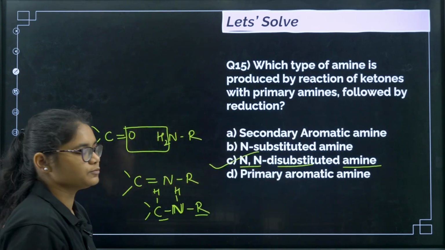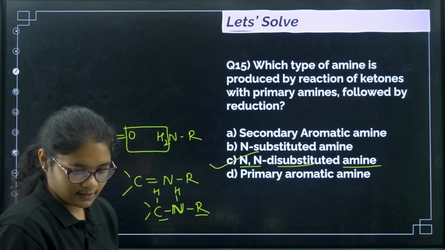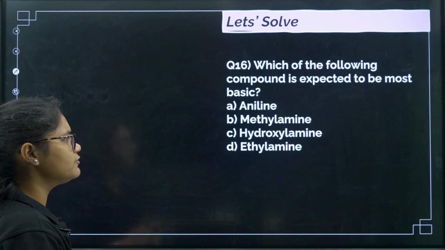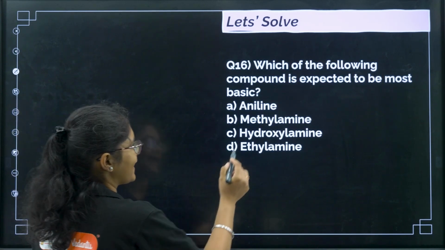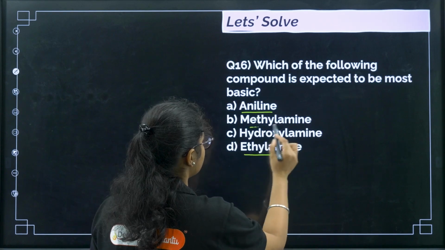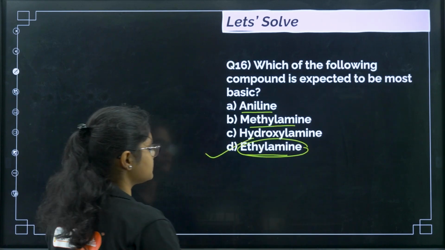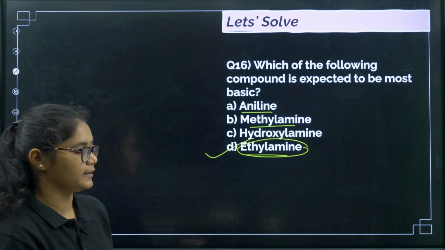So correct answer is option number C here. Okay. Now coming to the next question, which of the following compound is expected to be most basic, right? So if you see aniline, least basic, ethylamine, methylamine, ethylamine is more basic. So correct answer is option number D here, right?